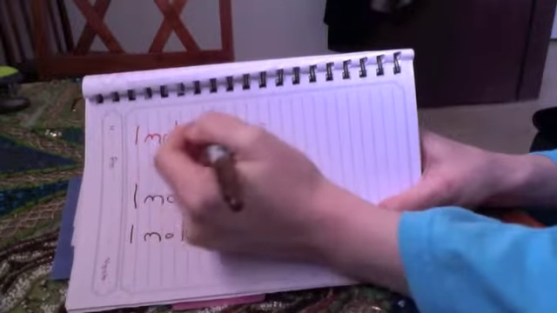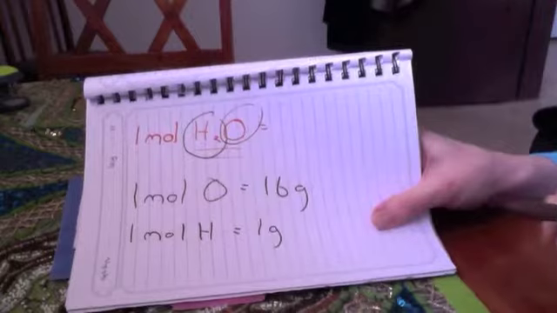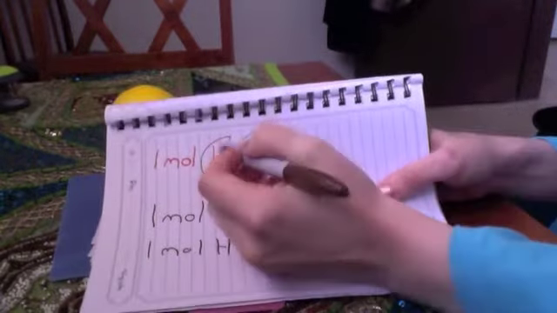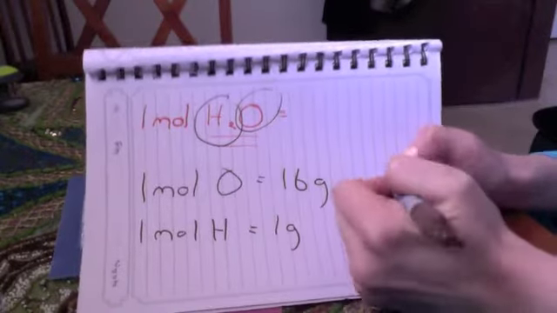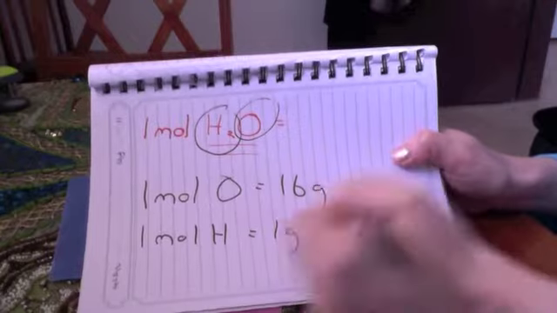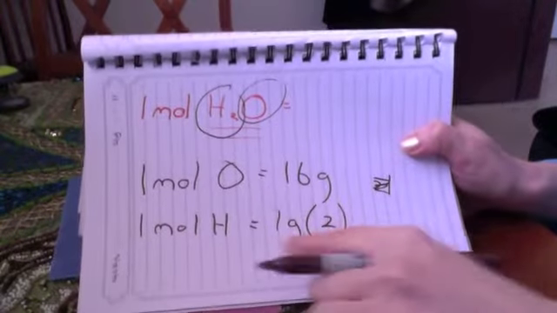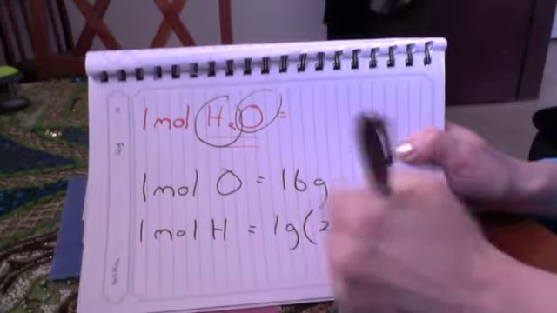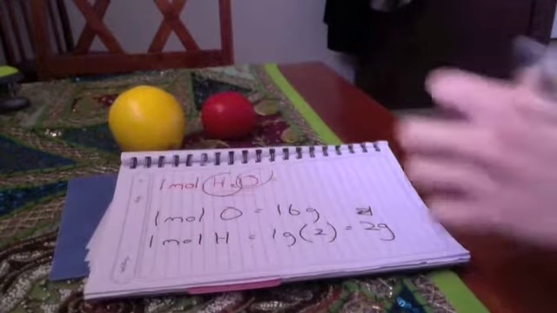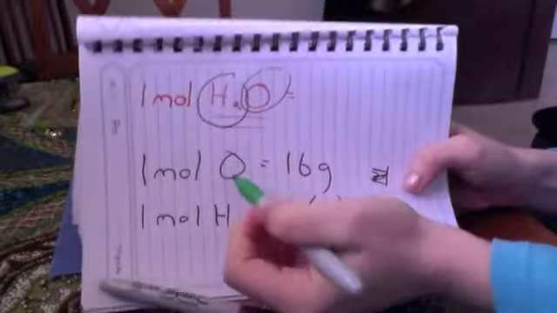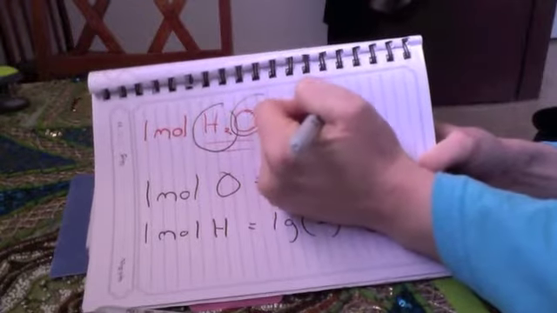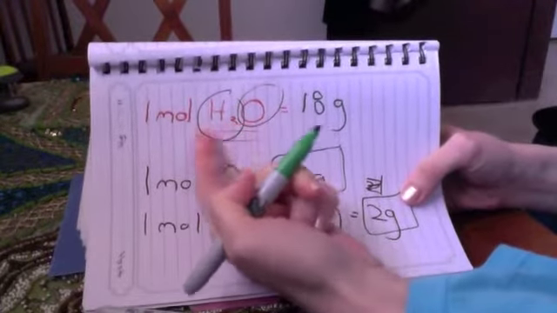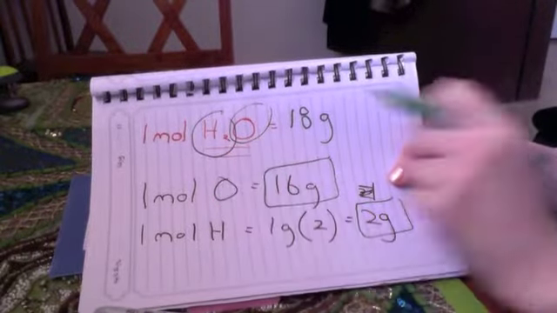But in water, I have 2 hydrogens and 1 oxygen. So I'm going to have to say, okay, I have 2 hydrogens. I'm going to multiply this number by 2 because I have 2 of them, and I get 2 grams total. And I have 1 oxygen, so I can take this and add it to this, and I get 18 grams. In 1 mole of water, I have 18 grams. That's how much the mass of it would be, okay?